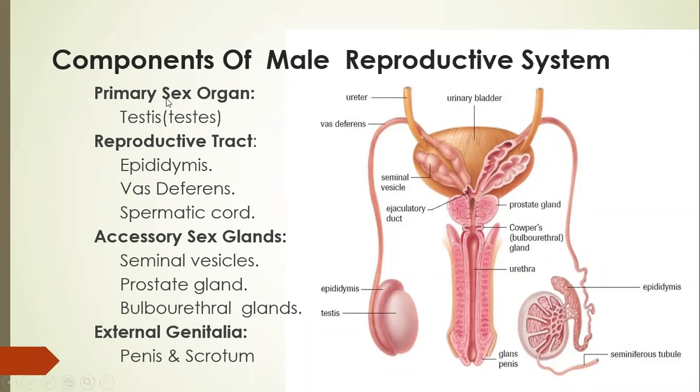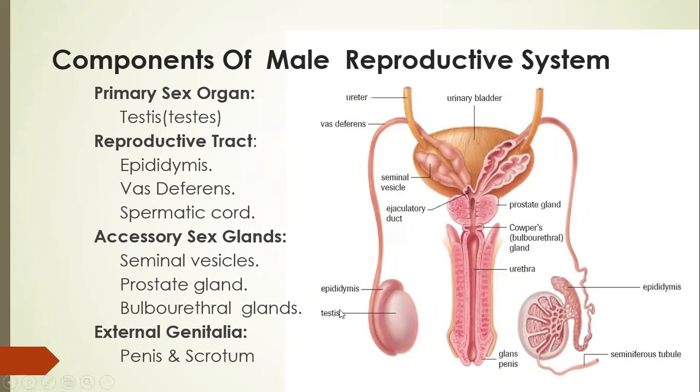As we said, there are primary as well as secondary organs. The primary sex organ in case of male will be the testis. Singular is testis and plural is testes. There is only a difference in the spelling. The pronunciation is the same. This is singular, this is plural. When there are two or more, these are called testes.